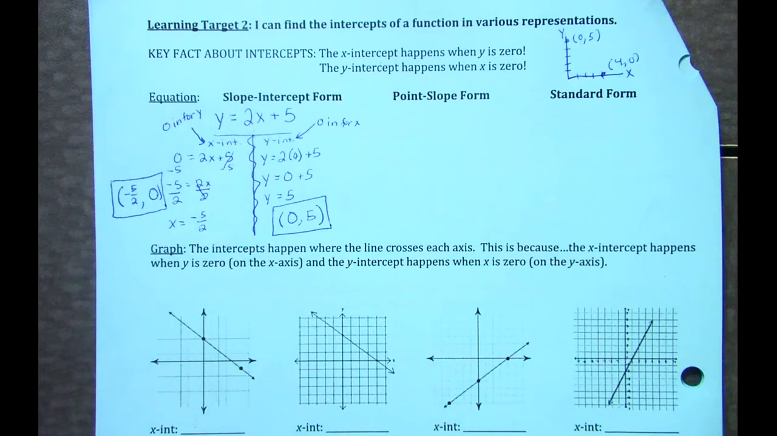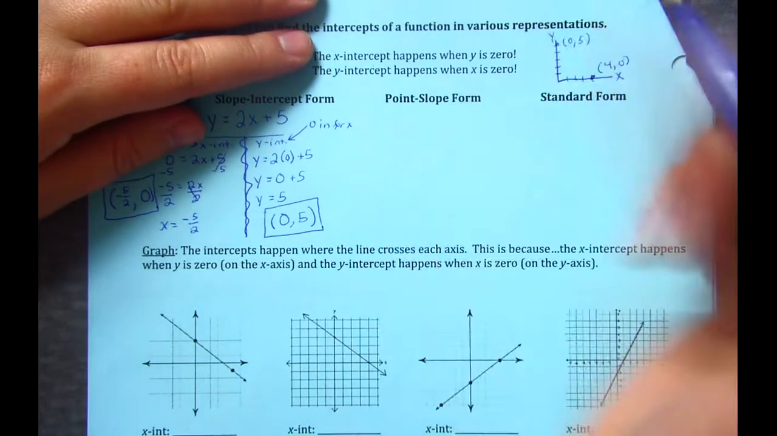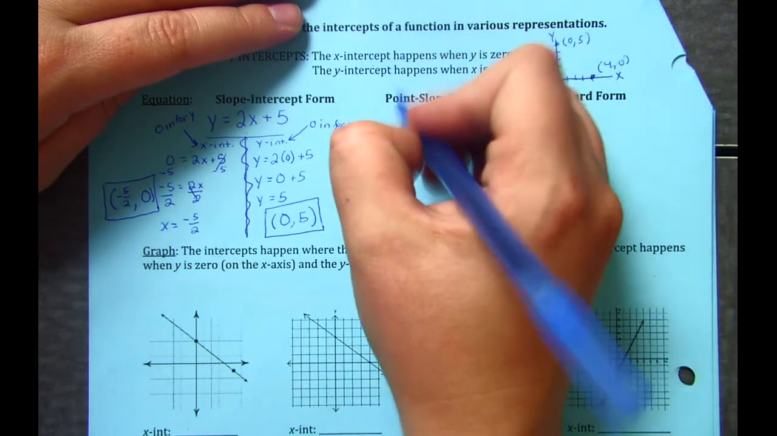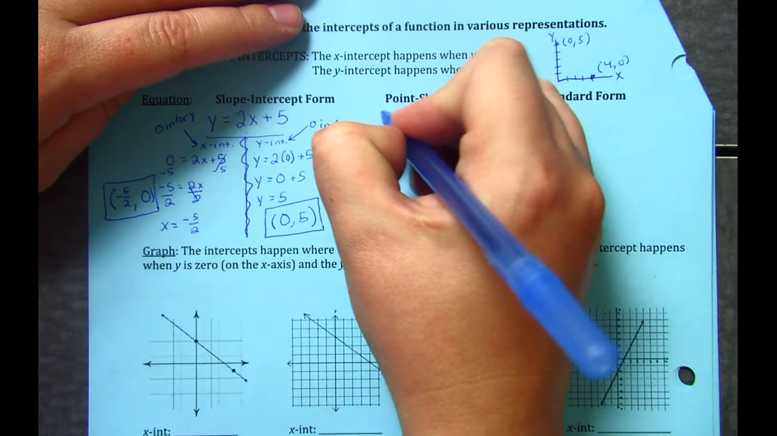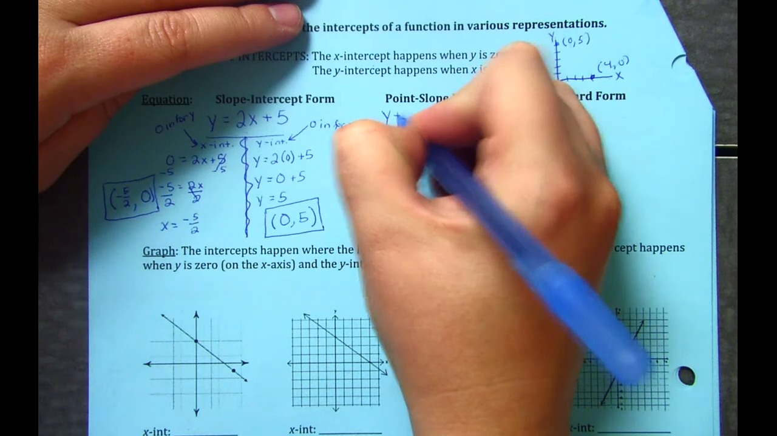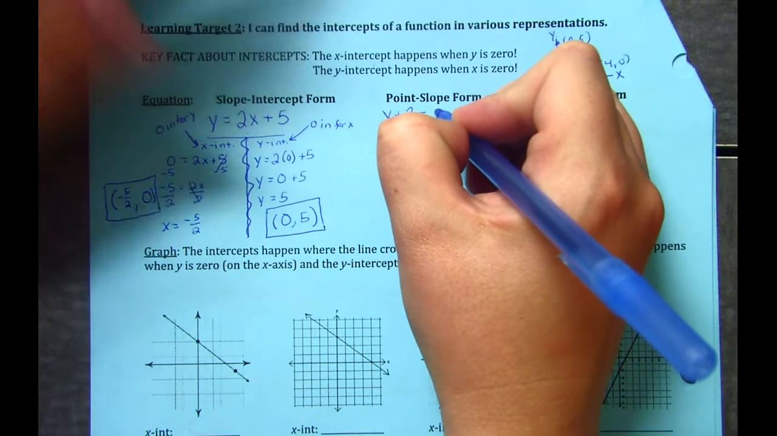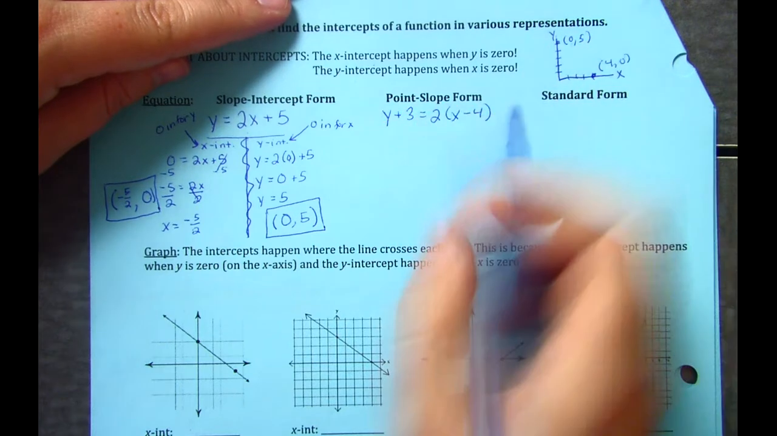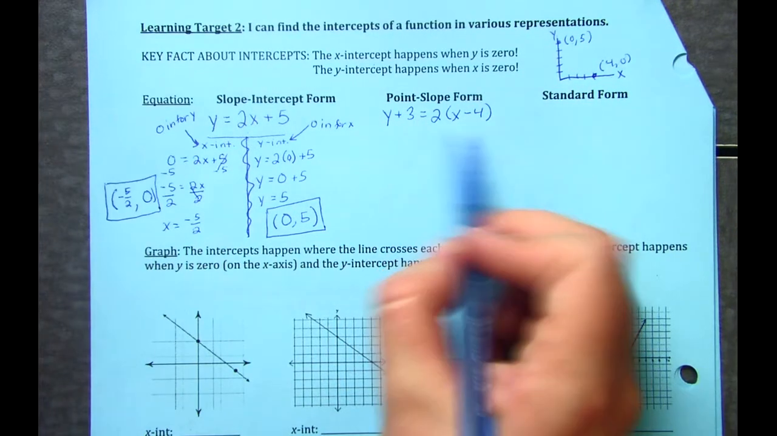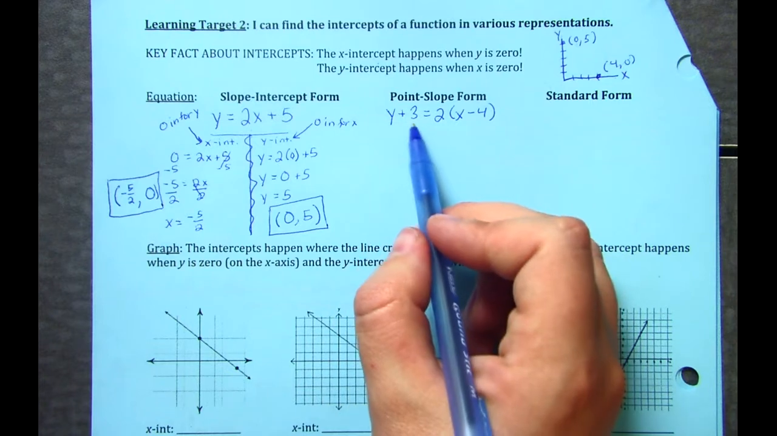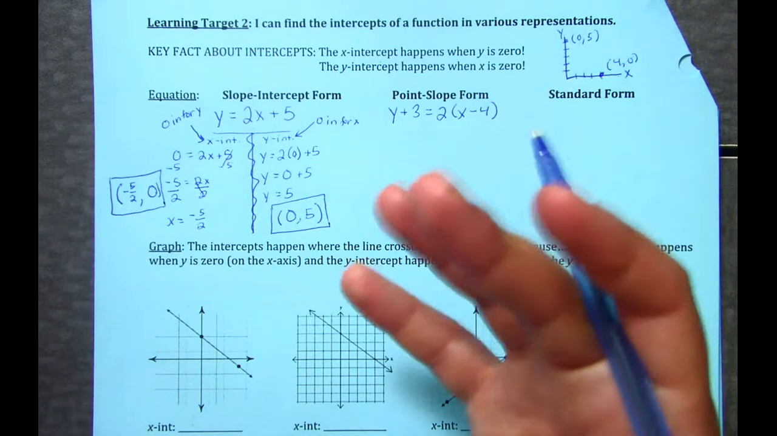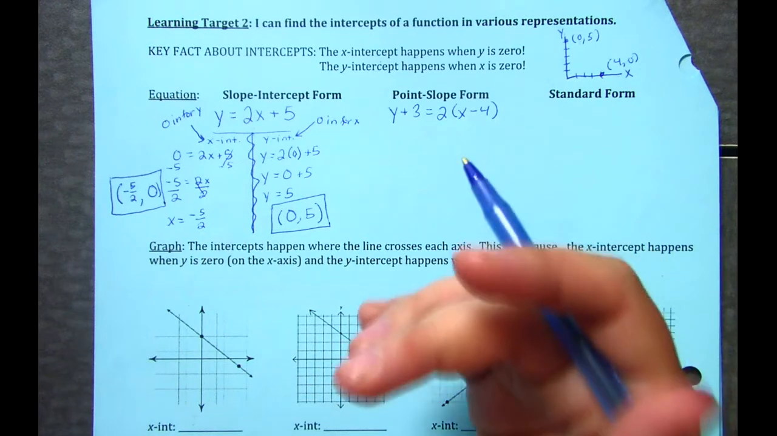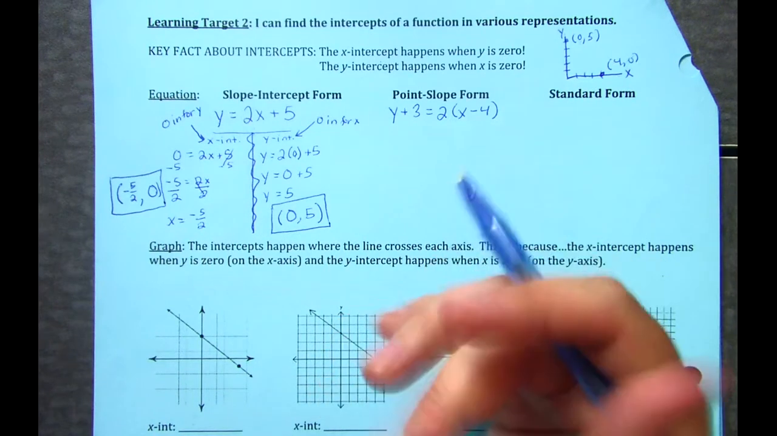Now let's move on to point-slope form. Point-slope form is a little bit trickier. We'll just say the function y plus 3 equals 2 times x minus 4. This is an example of a function in point-slope form. So this is something that you'll just be given. You'll be given an equation, and then you'll be asked, what are the x and y intercepts? Where does this function cross the x-axis and y-axis?